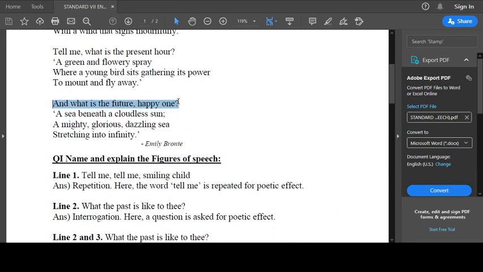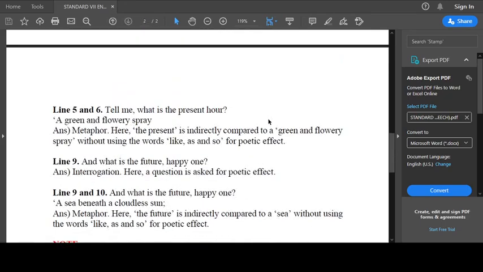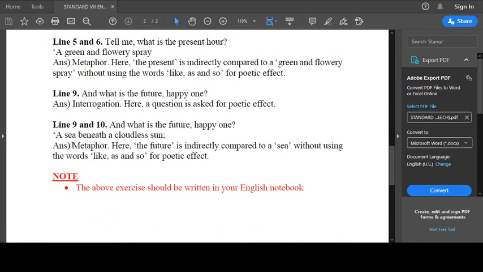And what is the future, happy one? A sea beneath a cloudless sun. If you look at this again, children, here it's a comparison. Comparison between what? The future is compared to the sea. Can you see any words like, as, and so? No. So it is an indirect comparison. When it is an indirect comparison without using the words like, as, and so, which figure of speech is it? It is metaphor. It is metaphor because here the future is indirectly compared to a sea without using the words like, as, and so for poetic effect.